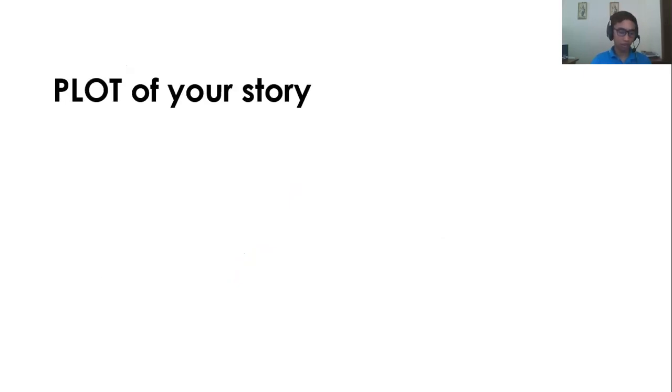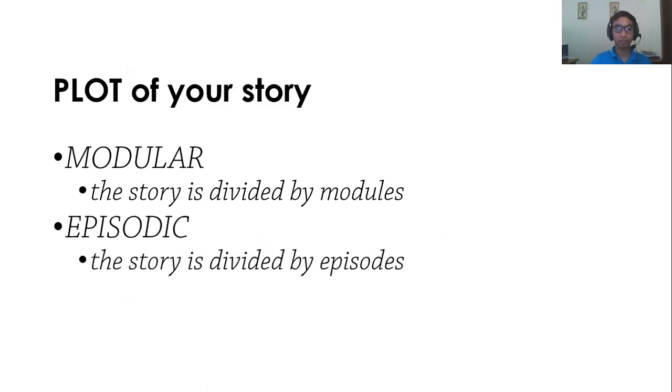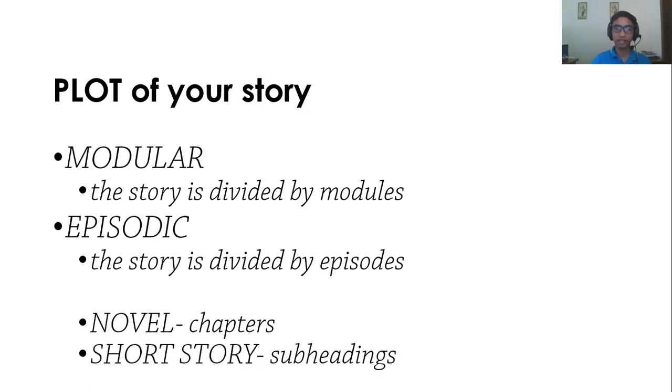Okay, how about the plot of your story? The plot of your story can be modular, which would mean the story is divided by modules, like what we are distributing right now. The next one is the episodic. Episodic means the story is divided by episodes, like the K-dramas that we're used to watching or Hollywood movies. For novels, it is divided into chapters, and with short stories, it is subdivided into subheadings. Please remember that.